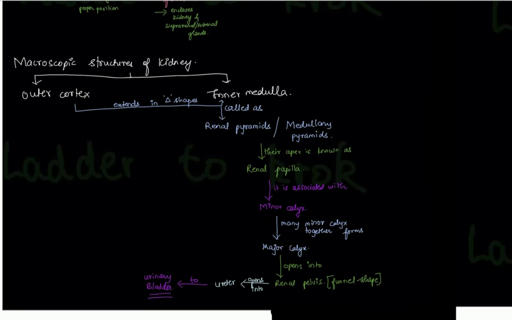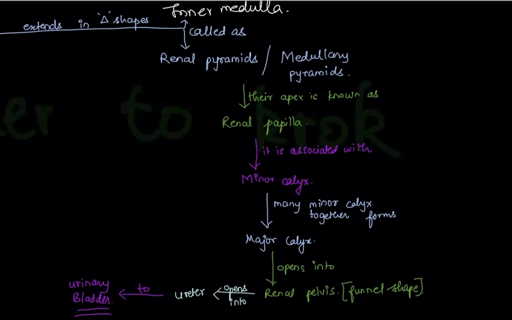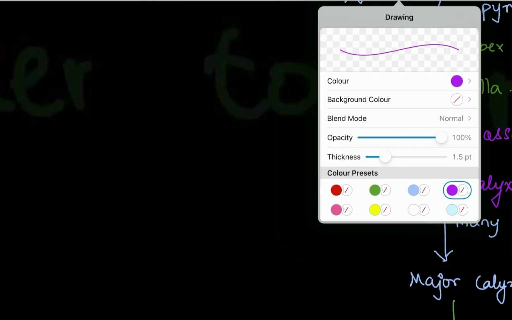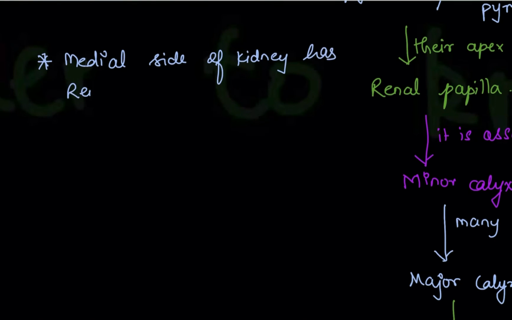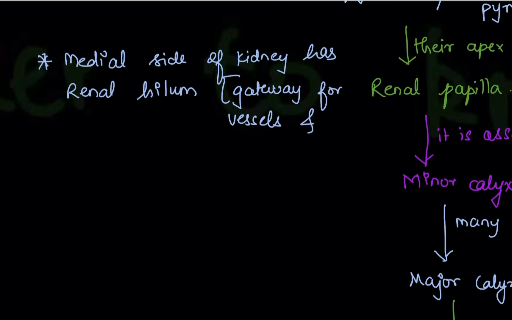Now let's look at each structure in detail through the diagram. But before moving on to it, I forgot to tell you one thing. Please write down over here that the medial side of the kidney has the renal hilum. When we were doing lungs, I told you hilum is a place where structures enter and exit. So it is a gate, right? For the kidney, the gate will be called the renal hilum. Here it is the gateway for vessels and ureter.